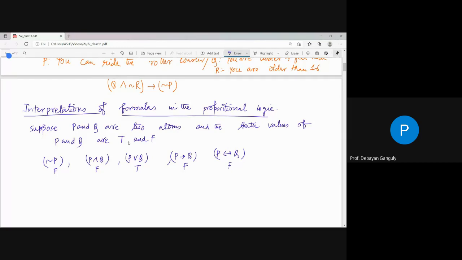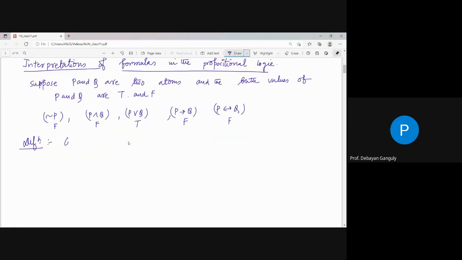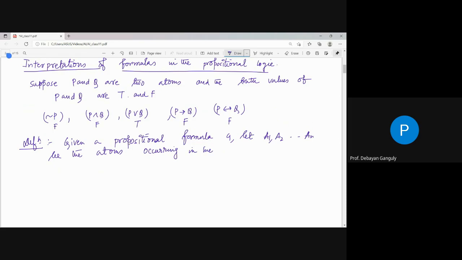So what do we mean by this? The definition is: given a propositional formula G, let A1, A2, ..., An be the atoms occurring in the formula.